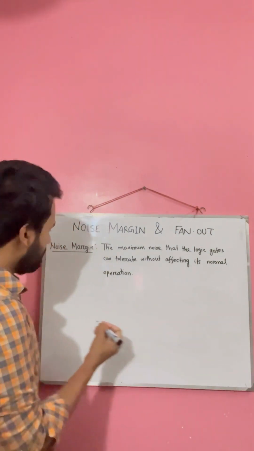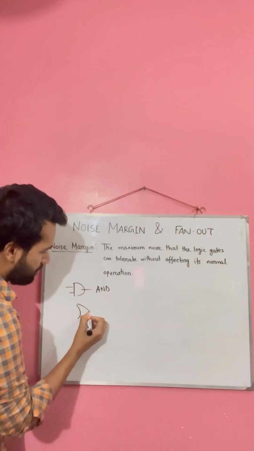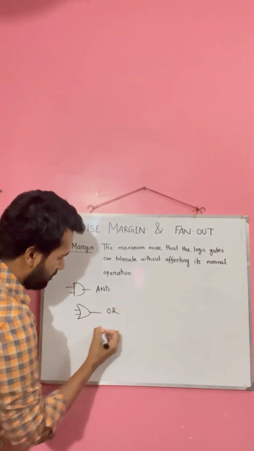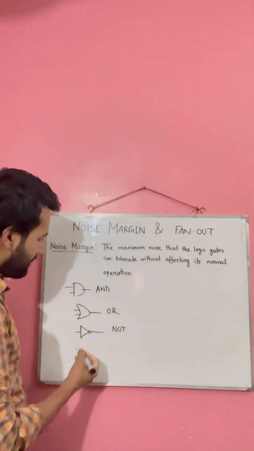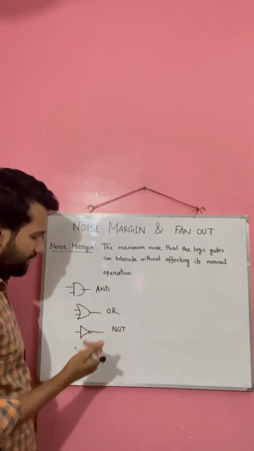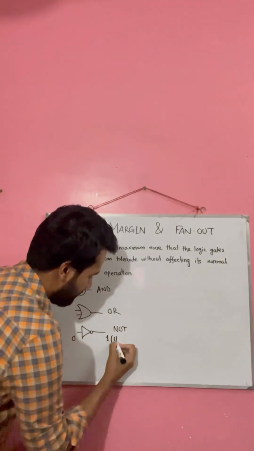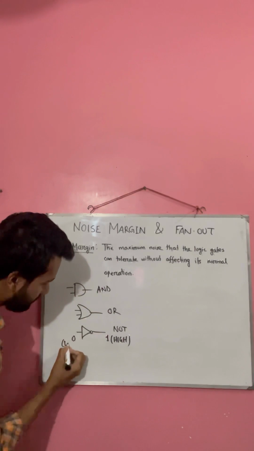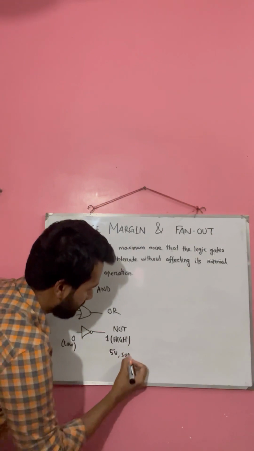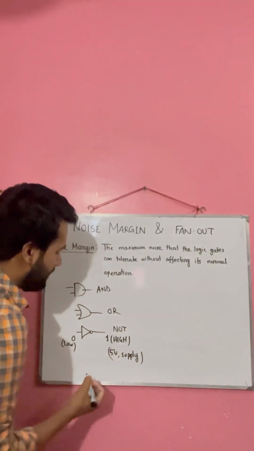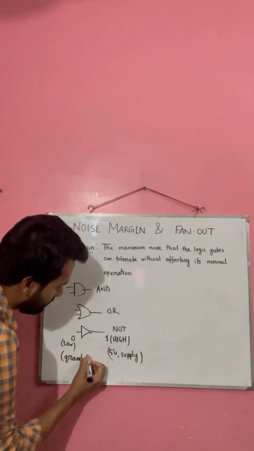In digital logic circuits, we use different types of gates such as AND gate, OR gate, NOT gate. These are the basic gates that we use in digital logic circuits. And in all these types of gates, we deal with two types of states. There is zero state and one state. One is low state and another is high state. This high state is obtained by giving supply voltage, which is 5 volts, and this zero state is obtained by giving ground voltage or 0 volt.